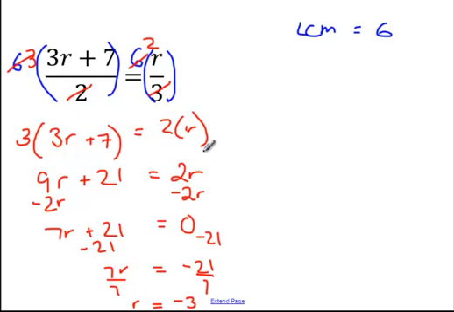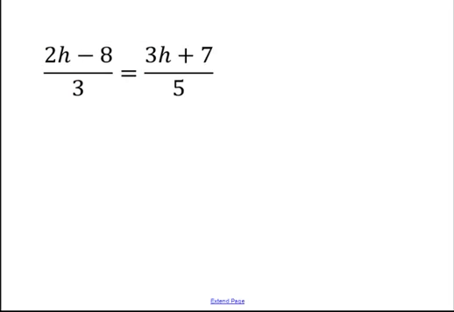So that's quite a long, complicated example where you've got variables on both sides of the equations and you've also got two different denominators. So there's a lot of steps going on in there. So if you've got that down, then you're doing pretty well for now. Okay, one more example, just like this one.